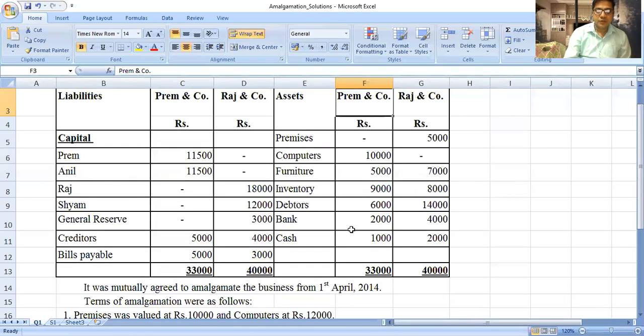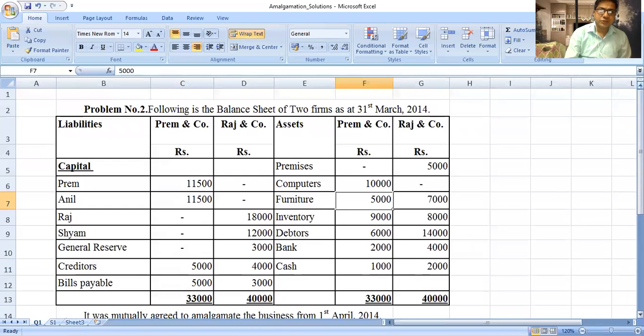Prem and Company's furniture value is 5,000, and under Prem and Company two partners are involved, Prem and Anil. This particular furniture is taken over by Prem and Anil as per their profit sharing ratio. Now they have not provided any kind of profit sharing ratio.